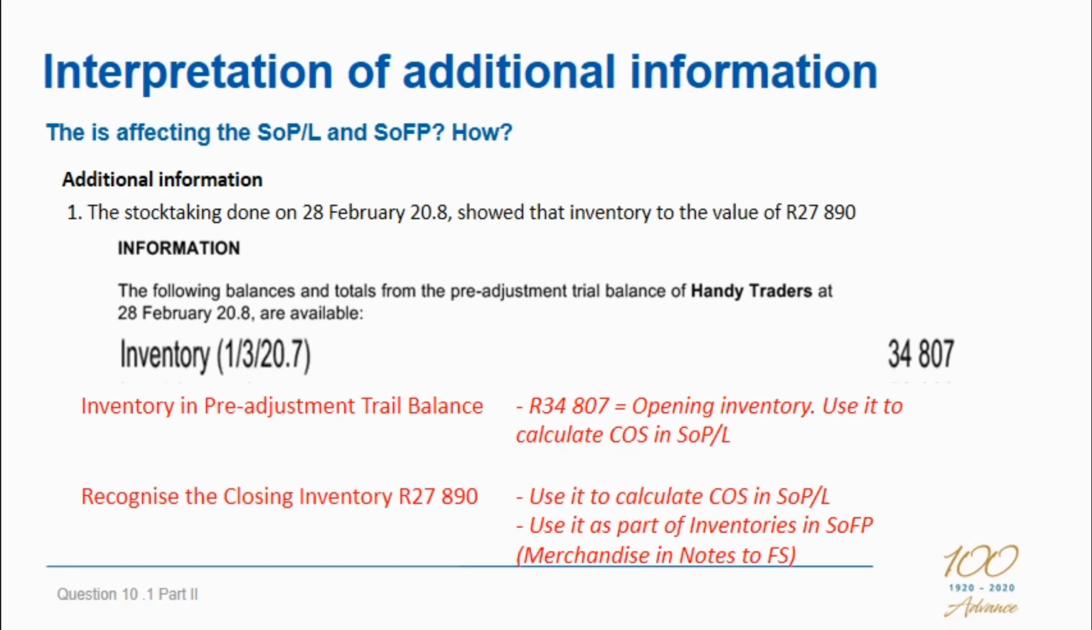Whilst in the pre-adjustment trial balance, they've given us the opening inventory at the beginning of the financial year as 34,807 Rand. Therefore, the opening inventory given to us in the pre-adjustment trial balance, we will use that to help us calculate the cost of sales in the statement of profit or loss. Whilst in the additional information, we will use that 27,890 Rand as our closing inventory to help us calculate the cost of sales in the statement of profit or loss, but we will also use it as part of the inventories in the statement of financial position, and specifically as part of the merchandise note to the financial statement.